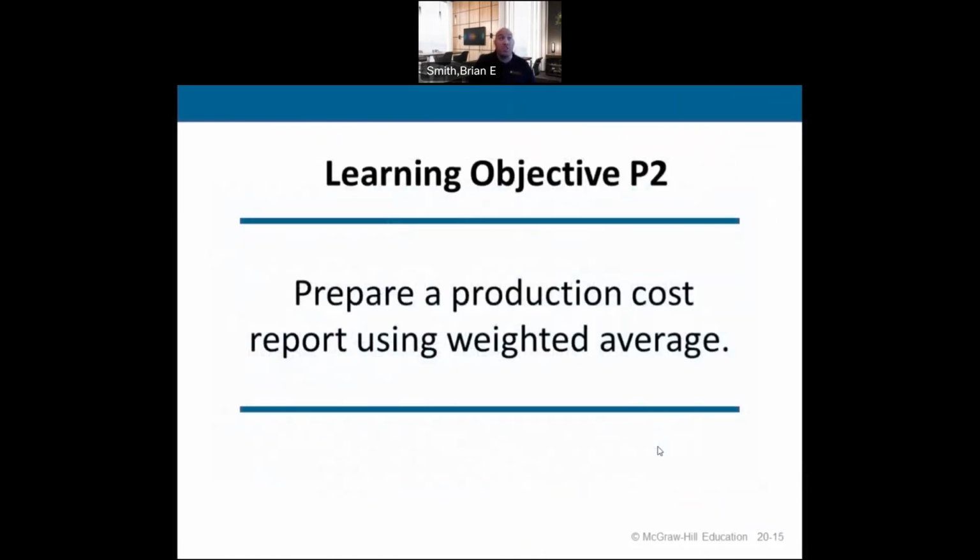So, preparing a production cost report using weighted average. Now, let me pause really quick right here. What we just talked about is the meat and potatoes of this chapter. If you can understand the concepts of calculating the equivalent units of production, you're about 85% there with this chapter, all right? So if you didn't understand what you just had me go over and you need to get refreshed, go back and start over with this video and watch it again. It's going to be important that you understand that before we get into anything else, because everything else is going to start building on that. So please make sure you understand what we just went over.